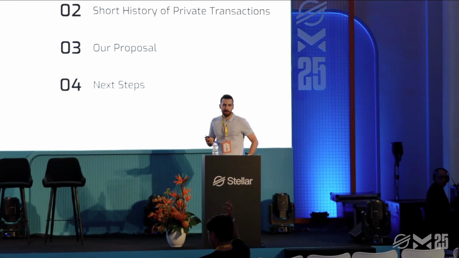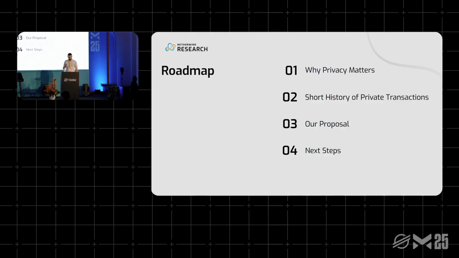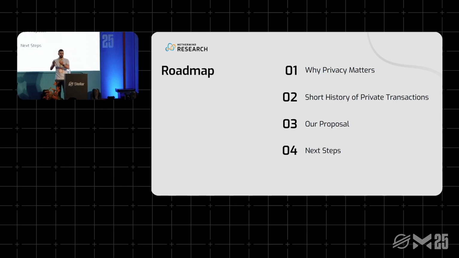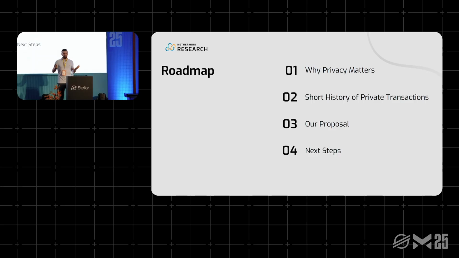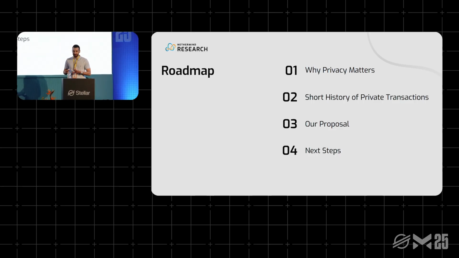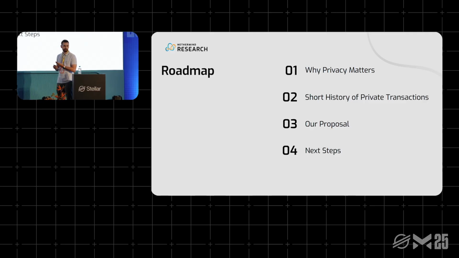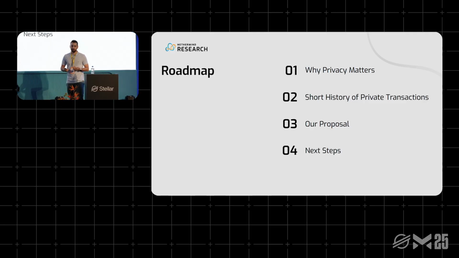So this is the roadmap of today's talk. We will look at why privacy matters. I know you have heard it quite a lot from Tom yesterday, but give me a chance to explain too. I have to do it, sorry. Then we will walk through some short history of how private transactions used to be and use these building blocks in order to come to our proposal for Stellar. And we're going to finish with some next steps after finishing implementing the first phase of our proposal.